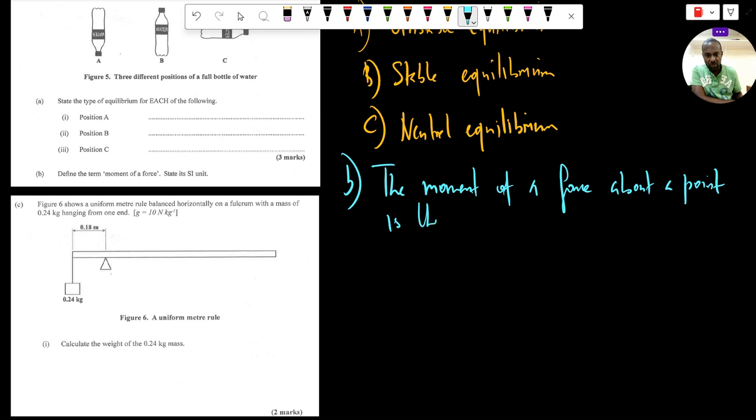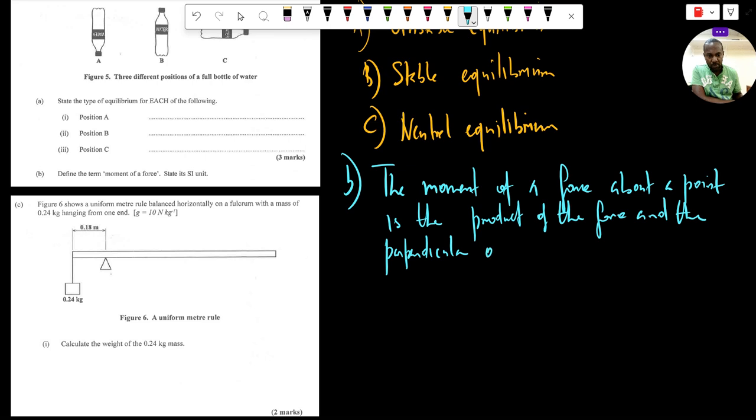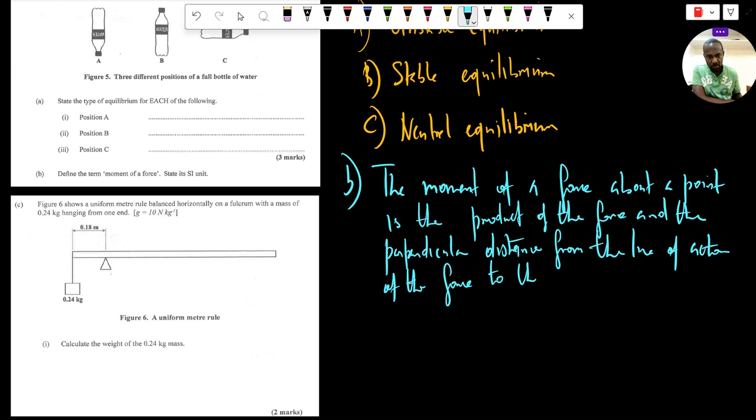is the product of the force and the perpendicular distance from the line of action of the force to the point, right? So that is a comprehensive definition for the moment of a force.